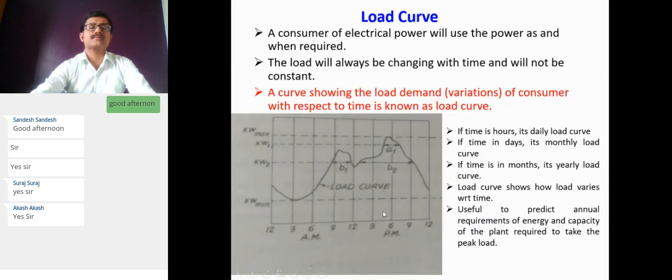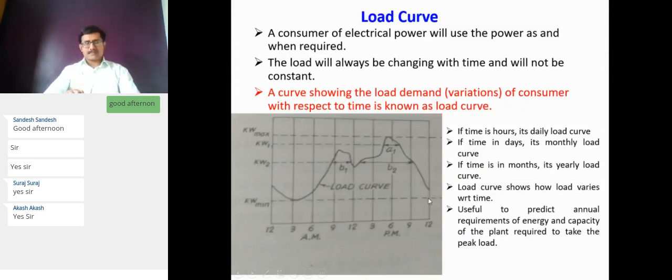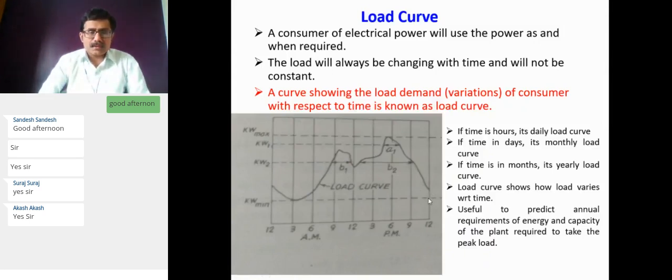From 12 to 3 a.m., 3 to 6 a.m., 6 to 9 a.m. So definitely some interval is taken into consideration. And the variation of all this load with respect to time is known as the load curve. So write down this definition. The curve showing the load demand or variations of consumer with respect to the time is known as load curve.